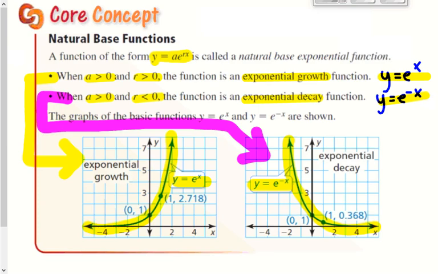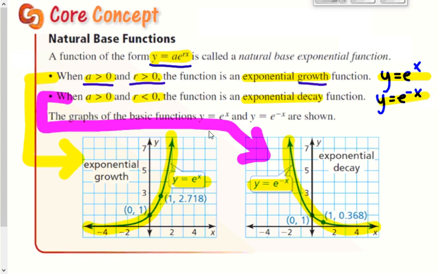All right, so now looking at our next core concept, a function, and there's a lot of highlighting already here. I'm going to go ahead and just explain that. Natural base functions: a function of the form y equals a times e to the rx. So that's similar to the other functions that we were looking at in the last section, but this one has an e in it. These are our natural base exponential functions instead of just regular exponential functions. So the r is in the exponent. If r is greater than 0 and a, the number in front, is greater than 0, then we have exponential growth.